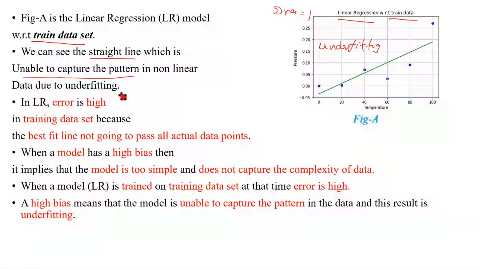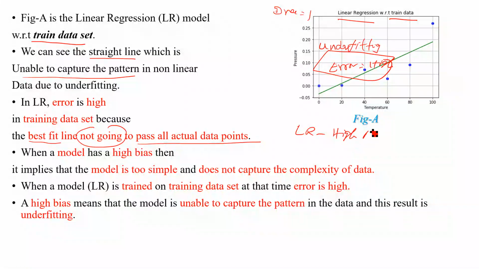So due to underfitting in linear regression, in this figure, the error is high. Why? Because the best fit line is not passing through all the data points. So that's why the error is high in the training data set, because the best fit line is not passing through all the actual data points. When the model has high bias, it means the linear regression model has high bias. High bias means more error in the trained data set.